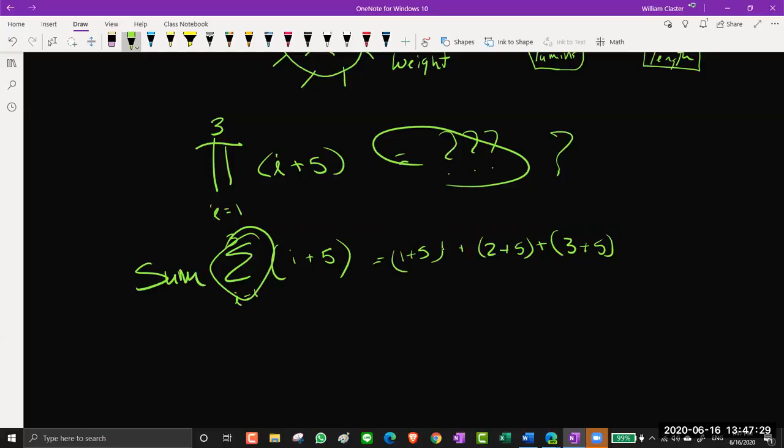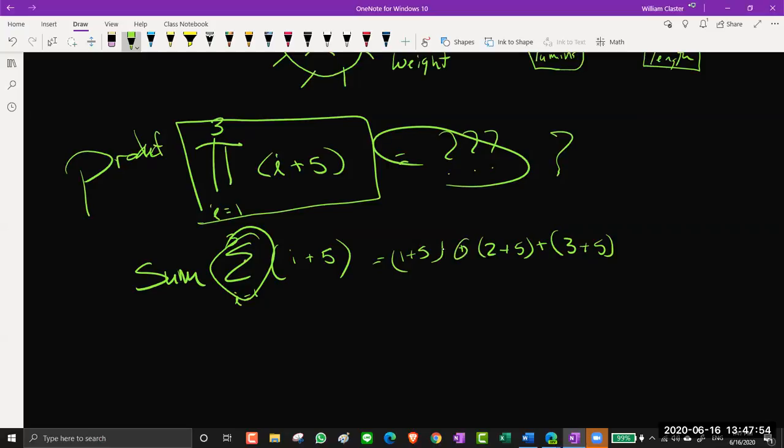Pi is what Greek letter do you think? Any guess? P. Pi is a Greek P. So what do you think this means in this context? Product, yeah, product. So if sigma means you put pluses in between, then what is this going to mean? Times. You're going to put times in between.